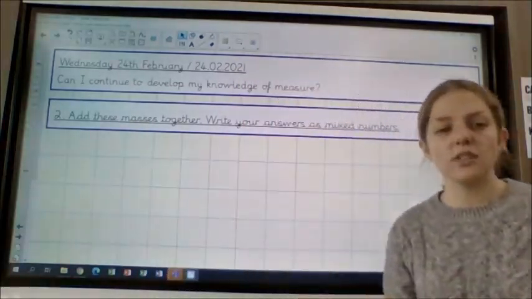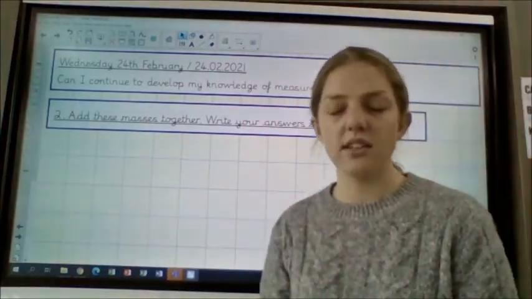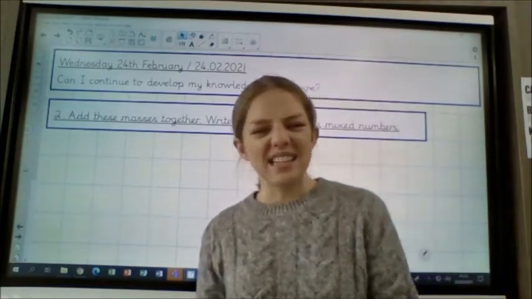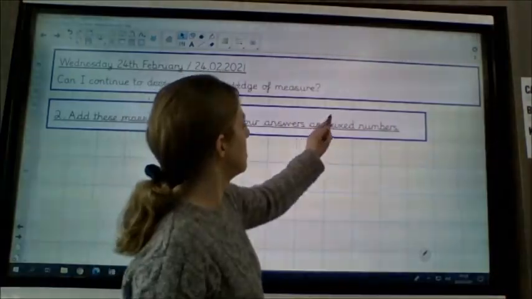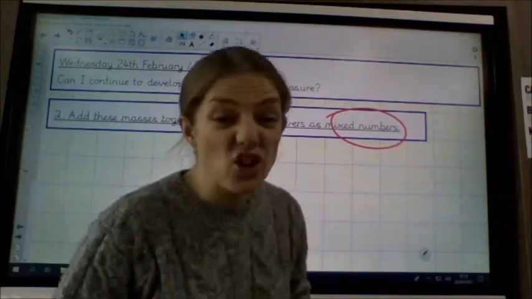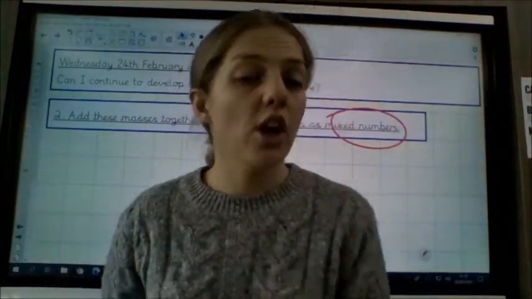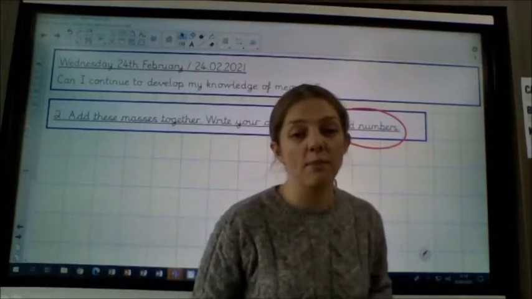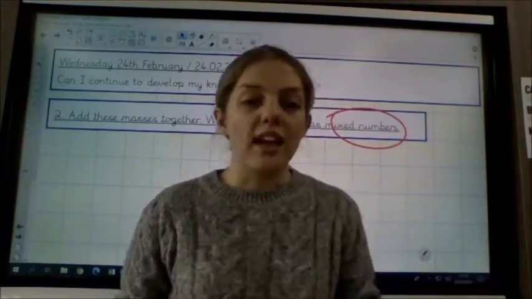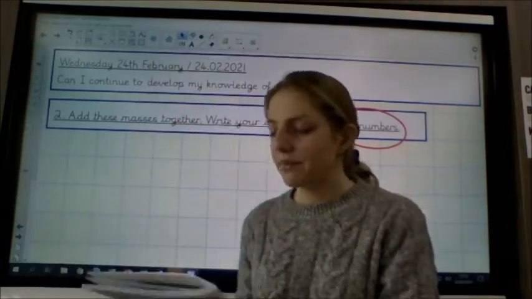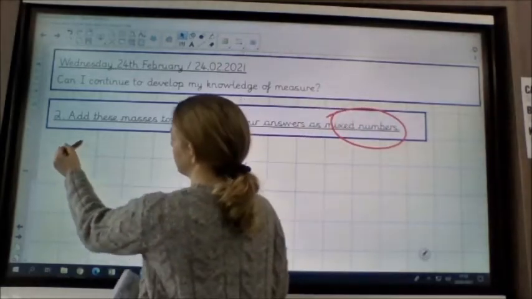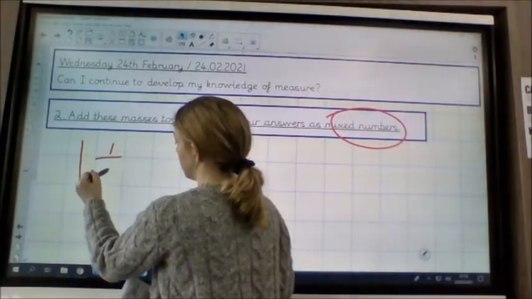Question 2 is asking you to add the masses together. Write your answers as mixed numbers. When it's asking for mixed numbers, it just means a whole number with a fraction. Don't worry, it's just a fancy term that we use that includes a fraction, okay? So our first one is this.